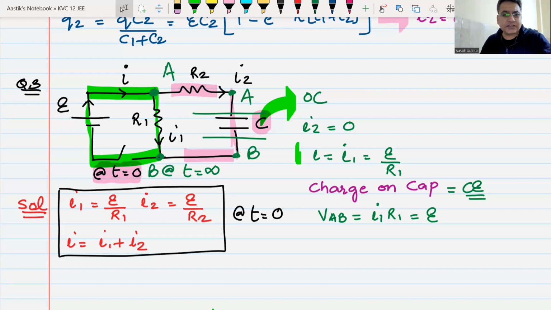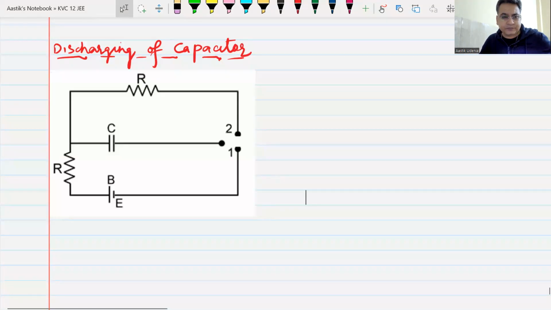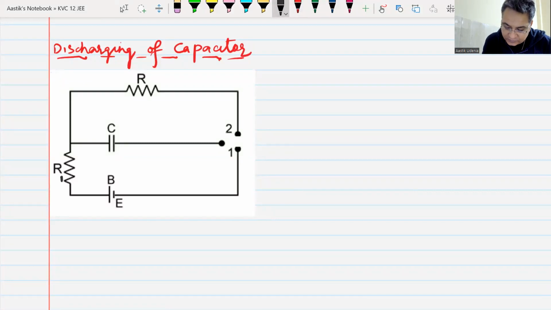To understand this discharging of capacitor, you can see a very simple example, a very simple example of this particular circuit, which comes on your screen right away. Now let me just change the value so that we understand something. Let me call this resistance R1 and this resistance R2. Now what you see here is a two-way switch.